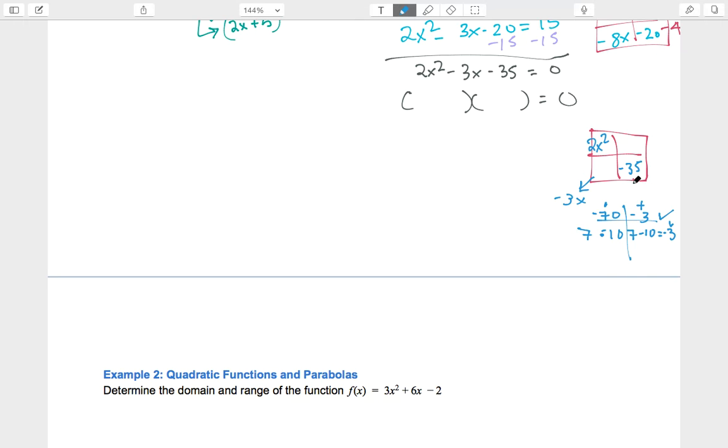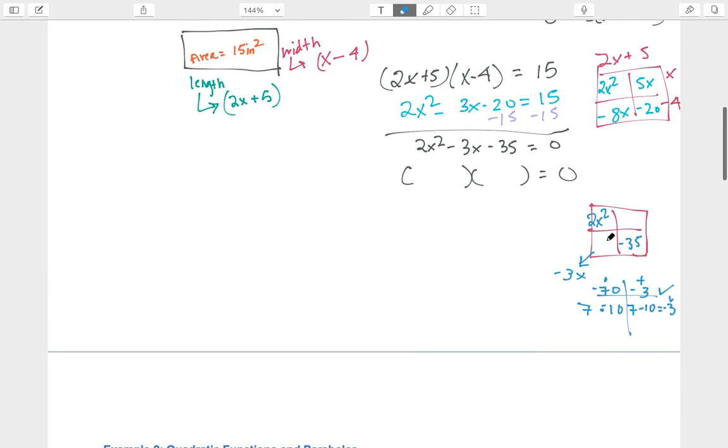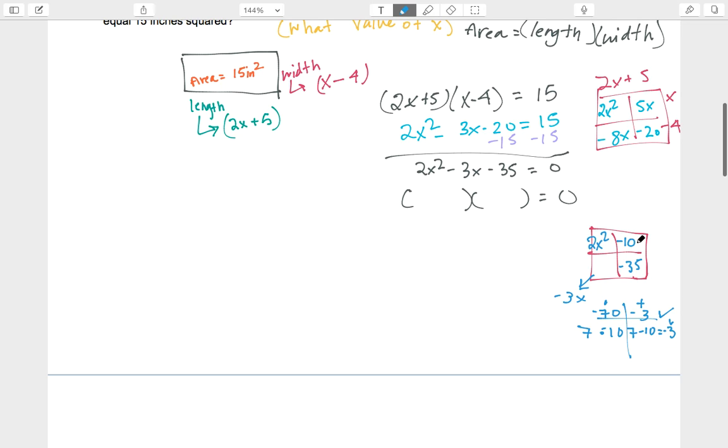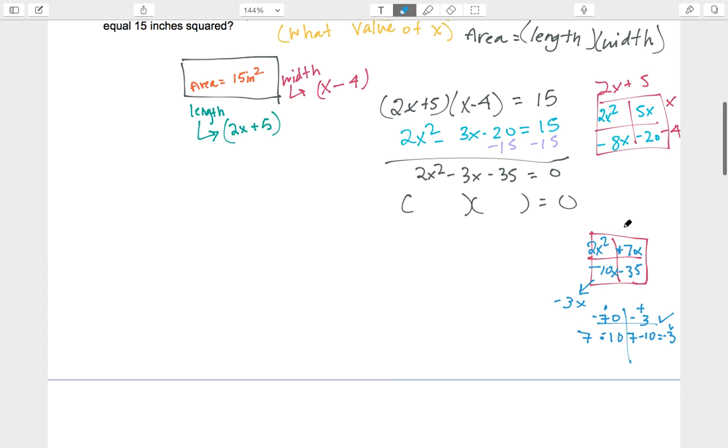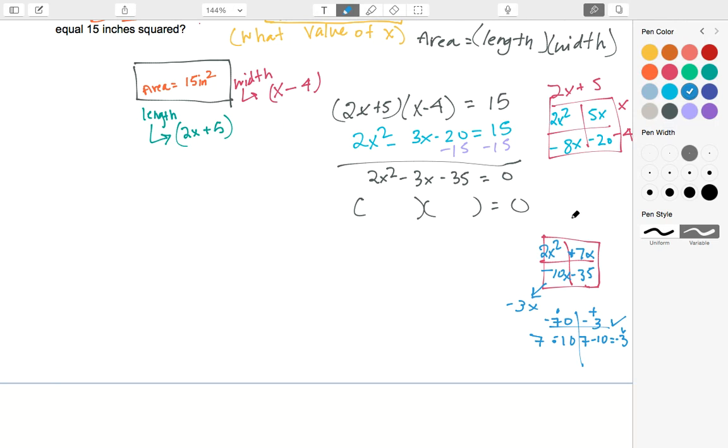Okay, so then what I can go ahead and do is put negative 7 there, or positive 7x and negative 10x. All right, and then at that point, I can find my sides.